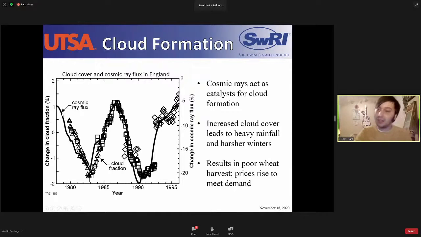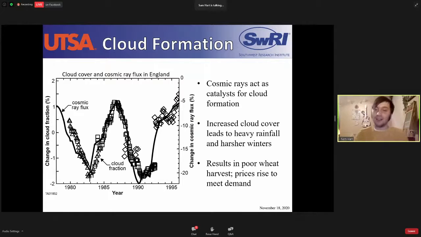given by this solid black line, when it is at its highest, so too is the amount of cloud cover given by these points. So the more cosmic rays incident on Earth is shown by a larger amount of clouds in the sky. And so when you have a lot of clouds in the sky, you can get more rain and more snow.